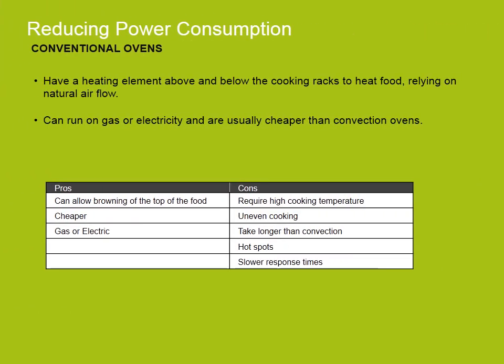Conventional ovens rely on radiant heat and hot air to cook food, however the highest temperatures are found towards the top of the oven. This can cause uneven cooking of the food as the air is not circulated and therefore the temperature is not constant throughout. Conventional ovens take longer to cook and require a higher temperature to cook food than convection ovens, making them less energy efficient. There is also a slower response time when changing temperature.